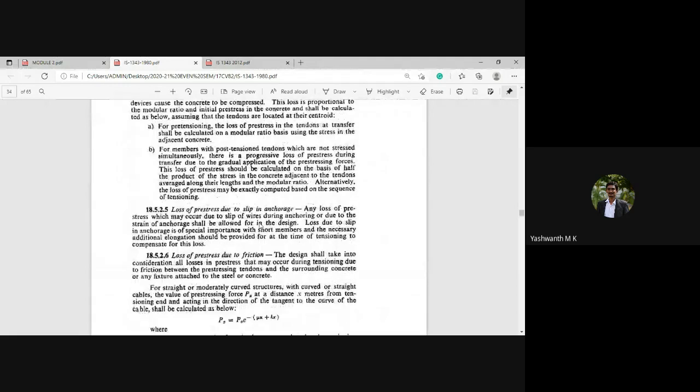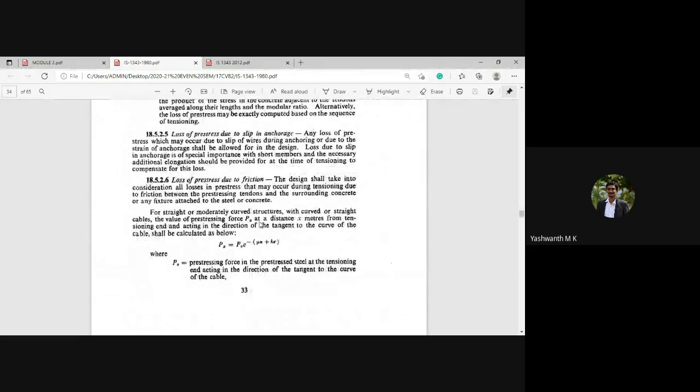Like this, we are going to calculate the loss of pre-stress due to the various phenomena. By this, I think you came to know how to calculate or use the various formulas based upon the IS codes. In the examination, preferably carry both codes, IS 1343 1980 and IS 1343 2012, because the creep coefficient values have not been mentioned in 2012, so you can go ahead with the 1980 code. It will help you in the examination.